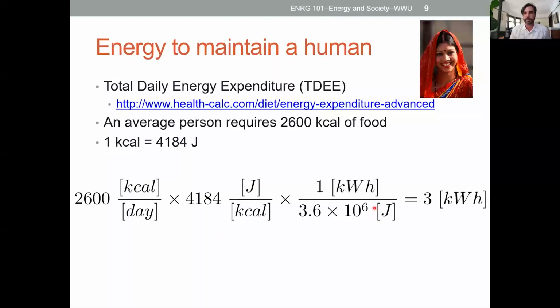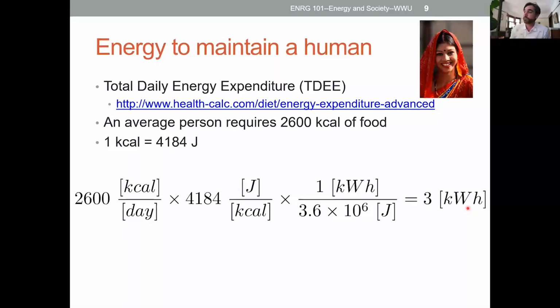And now we convert that to kilowatt hours, and recall from Wednesday and Friday that a kilowatt hour is 3.6 million joules. It's lifting an apple from the floor to a desk 3.6 million times. Once we run through these two conversions from kilocalorie to joule and joule to kilowatt hour, we find out that a human takes 3 kilowatt hours per day.